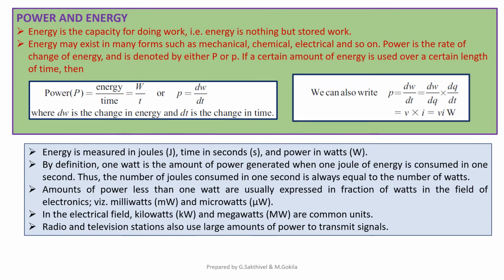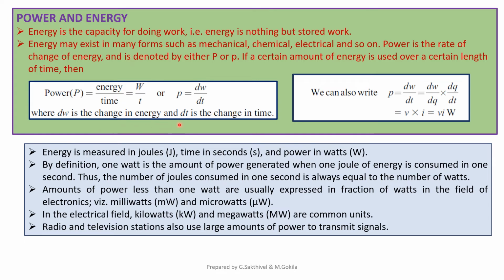Energy is the capacity for doing work. Energy is nothing but stored work. Energy may exist in many forms. Energy may be in mechanical, chemical or electrical form. And power is the rate of change of energy and it is denoted by the letter P. If a certain amount of energy is used over a certain length of time, then power is given by energy by time, that is represented by W by T.